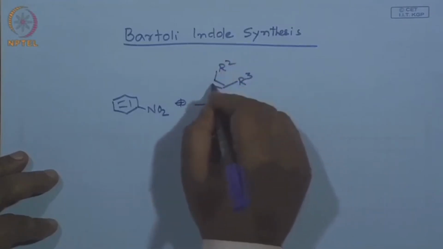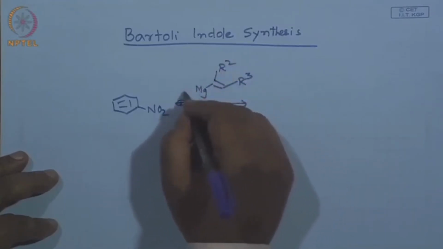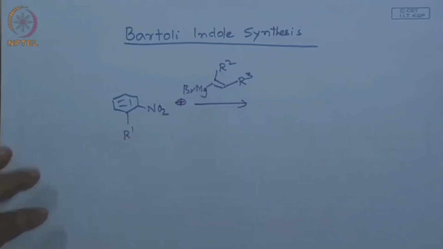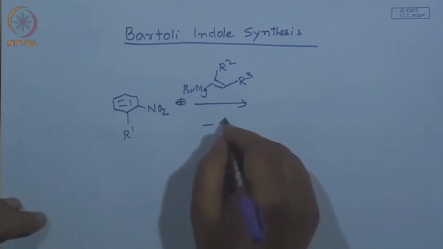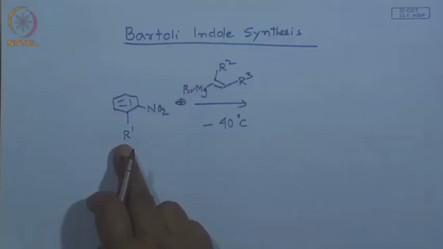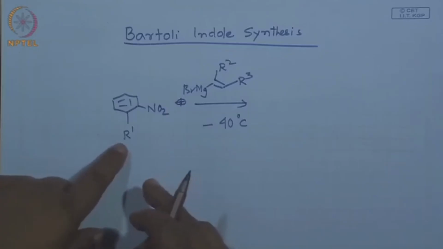So, you can just write magnesium bromide, and in this particular example, actually an ortho substituted nitro compound is taken, and the temperature of the reaction is minus 40 degrees. So, what do you expect? Let us say if Bartoli did not do the reaction, what would you have expected? Okay, this R1, had it been X and all these things, then that addition substitution reaction would have taken place, but that is not there.